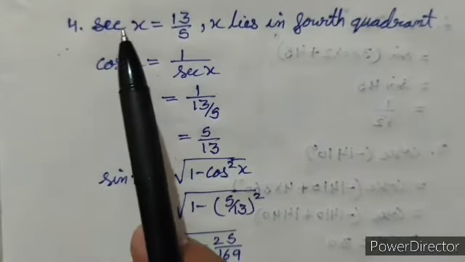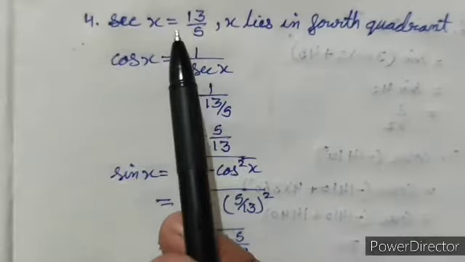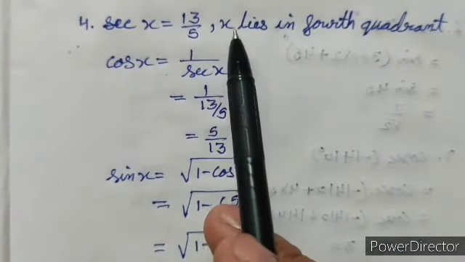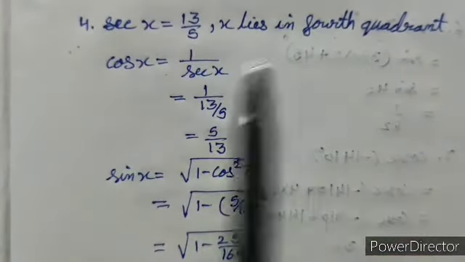In question number 4, sec x is given to us as 13 by 5 and x lies in the fourth quadrant.